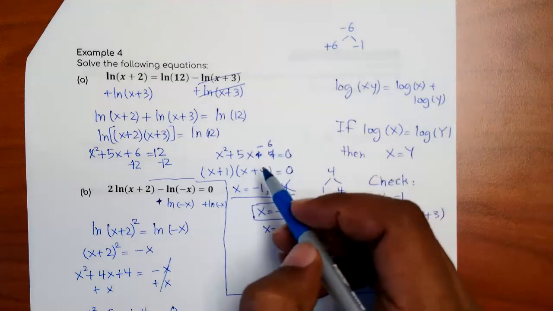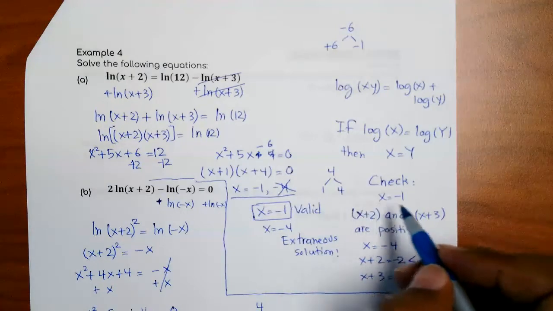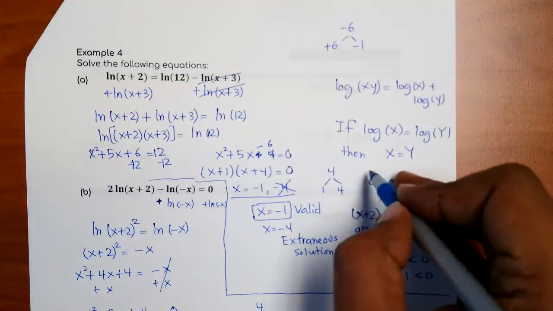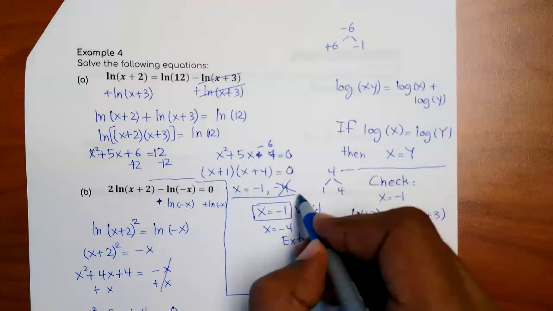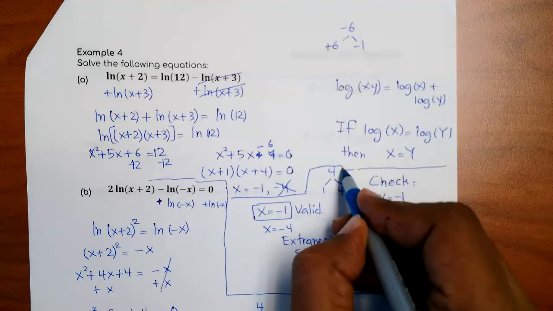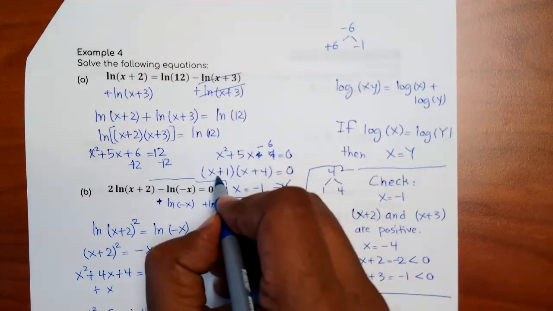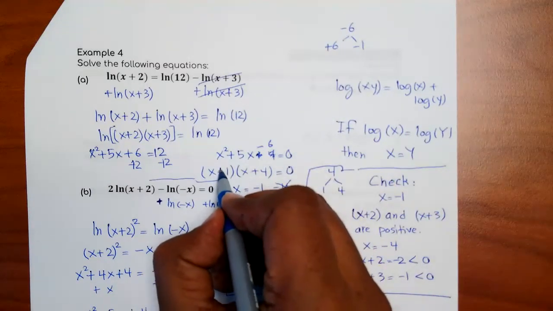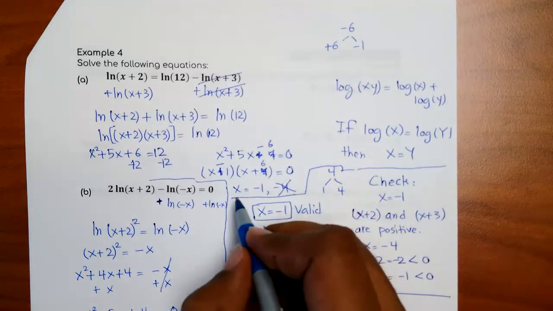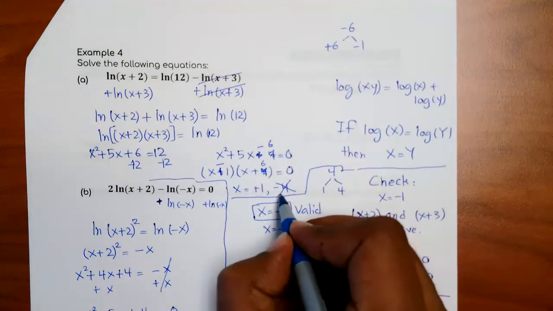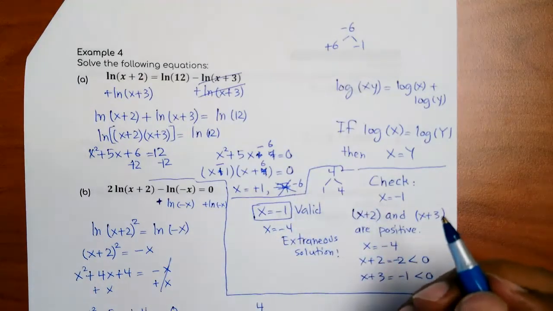So you will have x plus 6 and x minus 1. From here, I will leave this check part here. So x is x minus 1 and x plus 6, so x will be +1 and -6. Okay, these are the two solutions.